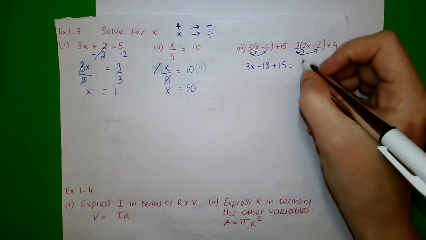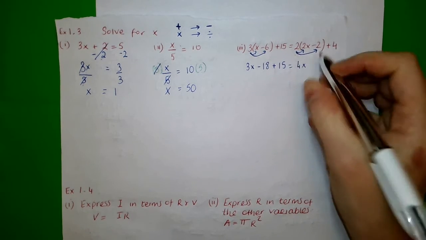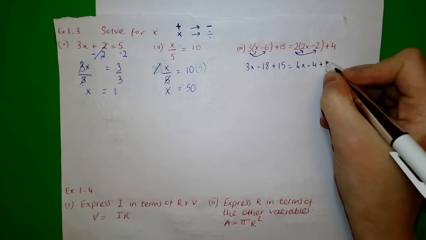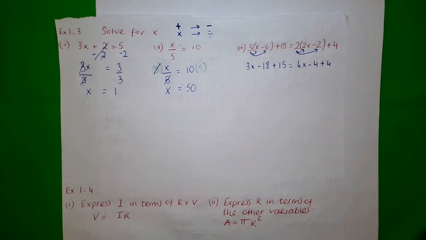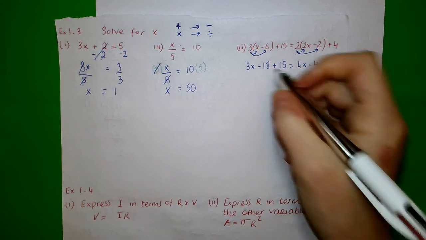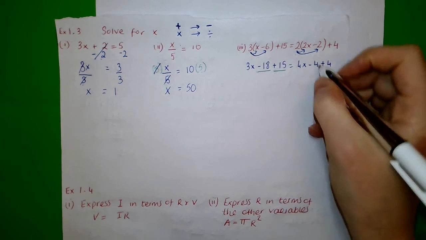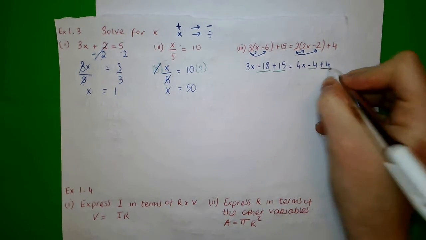2 times 2x is 4x, and 2 times minus 2 is minus 4. Okay, and that plus 4 is tagging along at the end. Okay, we're going to do a little bit of simplifying here. We can add up some like terms, so as you can see, 18 and minus 18 and plus 15 can be added together, as well as the minus 4 and the plus 4.